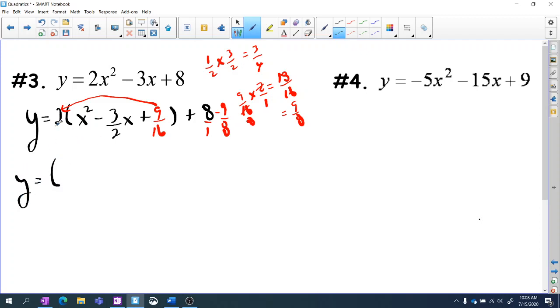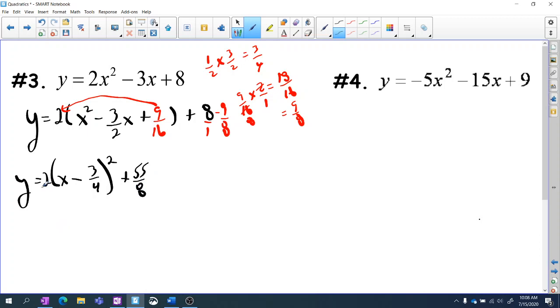All right, here we go. Leave your 2, square root of the first, sign of the middle, square root of this one would be 3/4 squared. Now 8/1, I want it to be over 8, so I'm going to multiply the numerator and denominator both by 8, so that's going to be 64/8. 64 minus 9 would be 55/8. It would be positive 55/8.